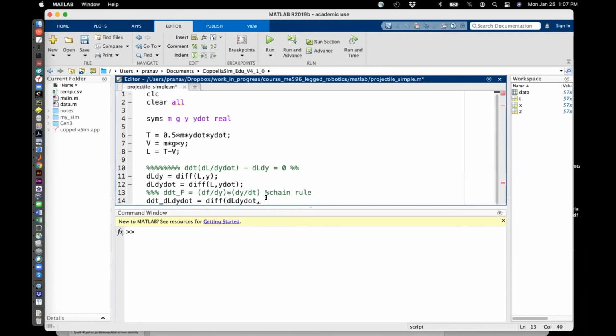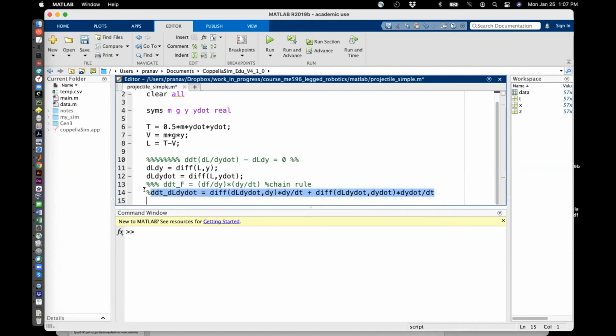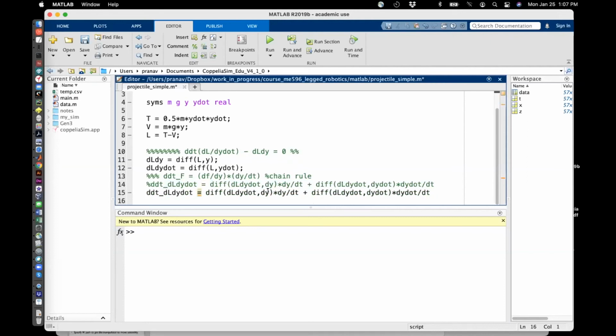In this case, if you apply the chain rule, it's going to be d/dy times dy/dt, plus, since there are two things here, you need to do this with respect to y dot times dy dot/dt. I just wrote it down in a way you can understand. Now I'm going to convert that into variables defined here. With respect to y, dy/dt is y dot, and then with respect to y dot, it's y double dot, which I did not define here, so it's going to give me an error. So I now define y double dot.